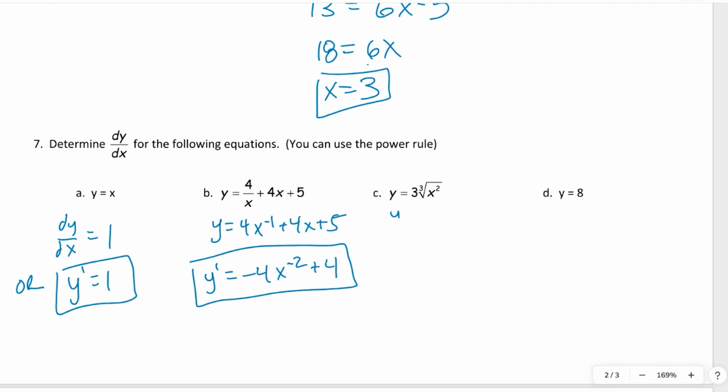Part C, I'm going to rewrite this as 3 times x to the power of 2/3. So the derivative will be 2/3 times 3 is 2, and then 2/3 minus 1 is negative 1/3.